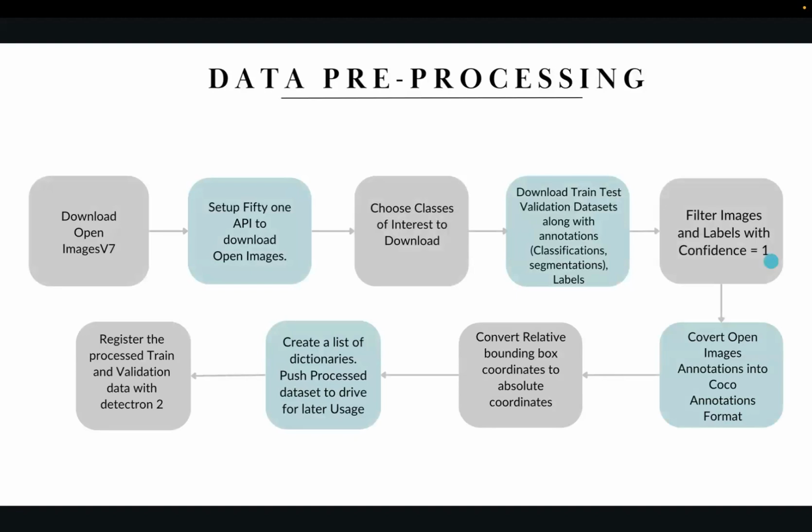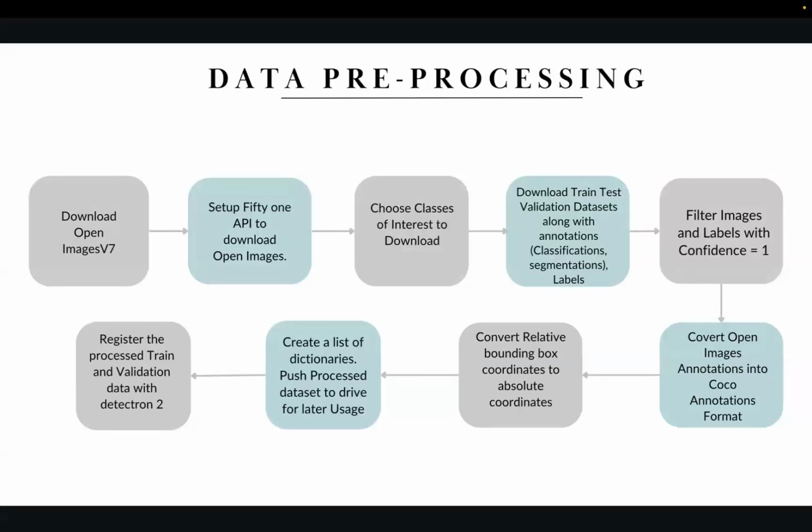For data pre-processing, the steps that we followed were: we had to use the API to collect the images. We chose the classes of interest. Finally, we had to separate the train, test, and the validation data sets. Then we filtered images and labels with a confidence of 1, which means that we only wanted to take those images that were 100% identified as whatever class was against it. Then we converted the OpenImages annotations into COCO formatting, which is required for Detectron2 model training. So then we converted the relative bounding box coordinates to absolute bounding box coordinates.